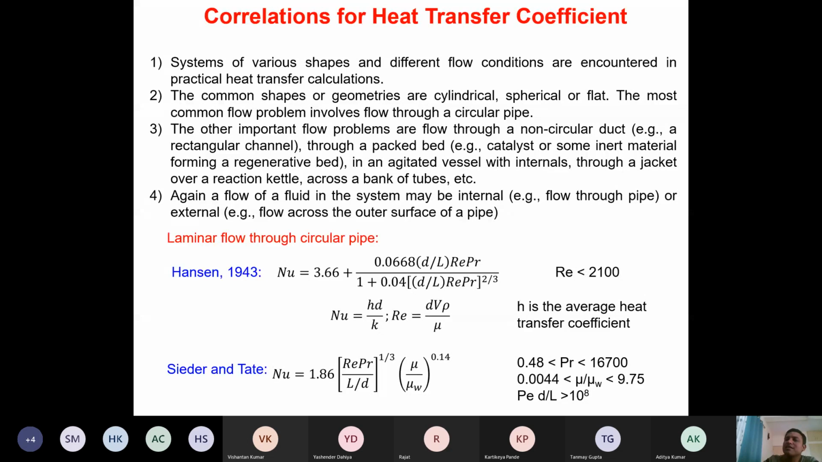So some of these correlations, the ones which are regularly used, we are going to discuss here. Again, as I said, there are an infinite number of correlations people have used. If I give you a problem with a correlation, it's okay. If I don't give you a correlation, you have to use a correlation which is given in this particular book, Heat Transfer by BK Datta.